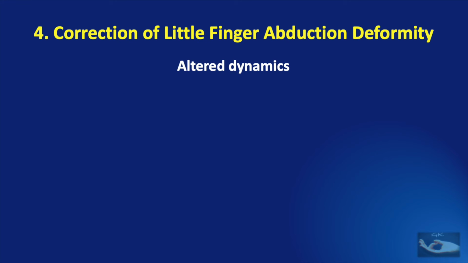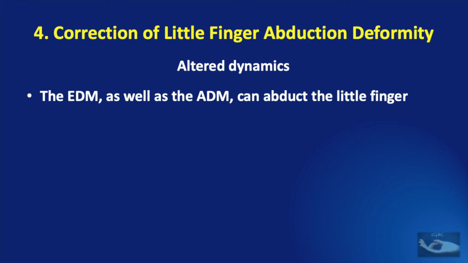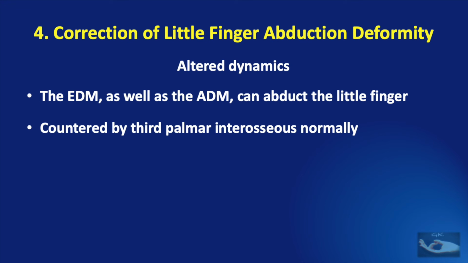First, we need to understand why the little finger has this abduction deformity. Normally, it is the abductor digiti minimi that abducts the little finger, but the extensor digiti minimi can also do this as it is attached more on the ulnar aspect of the metacarpophalangeal joint of the little finger. And countering these two muscles is the third palmar interosseous, which adducts the little finger.